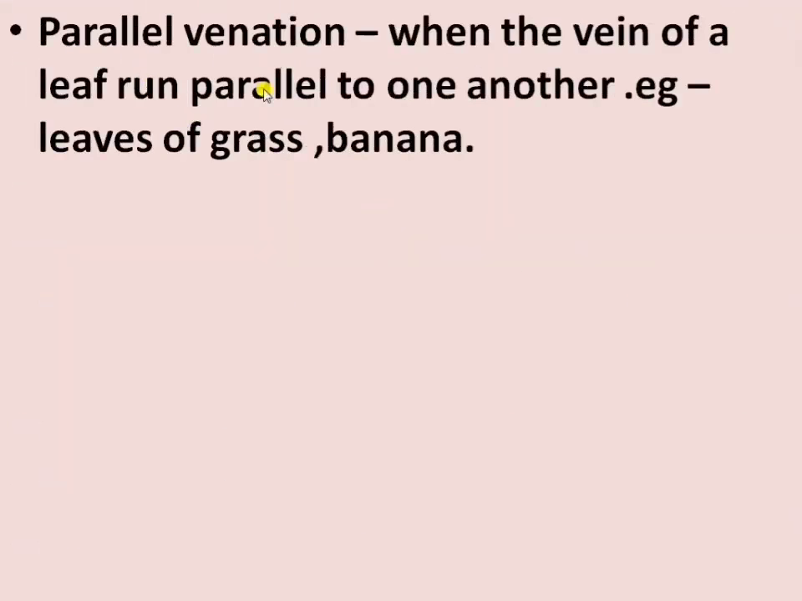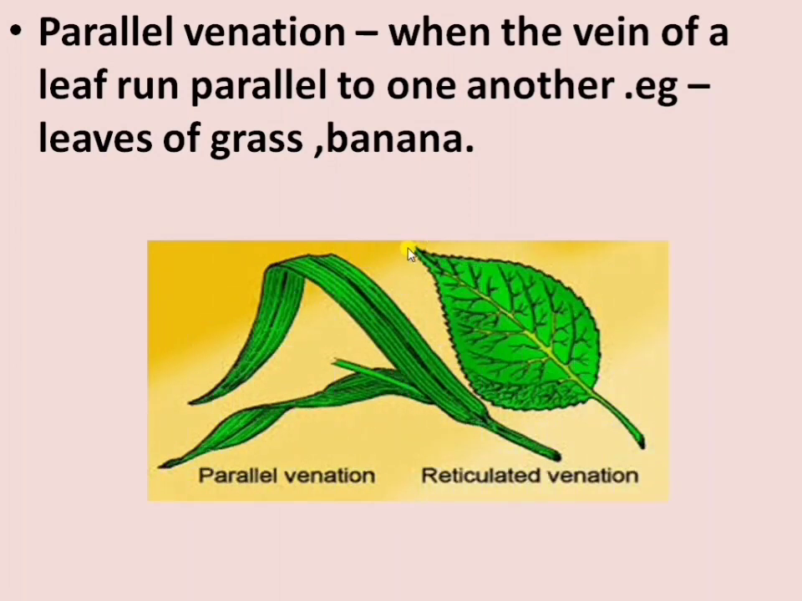Next is parallel venation. In parallel venation, the veins of the leaf run parallel to one another. As you can easily see in this picture, the veins of a leaf run parallel to each other. For example, the leaves of grass and the leaves of banana show parallel venation.